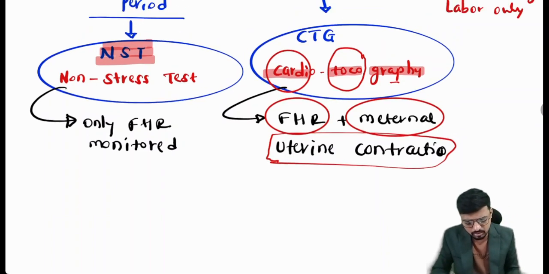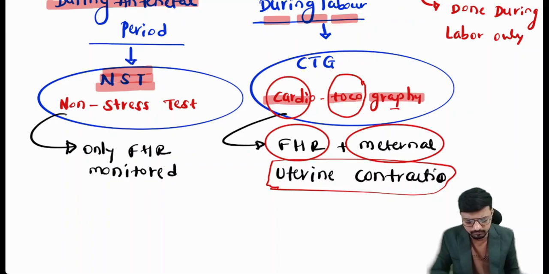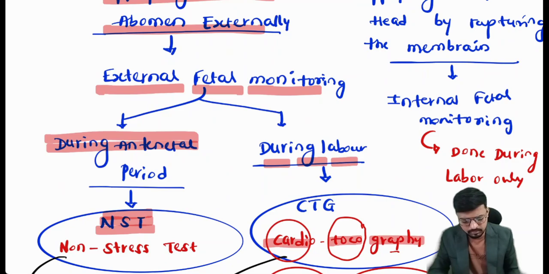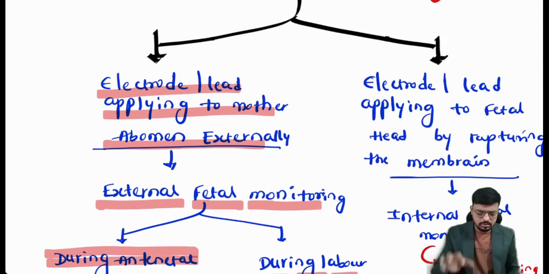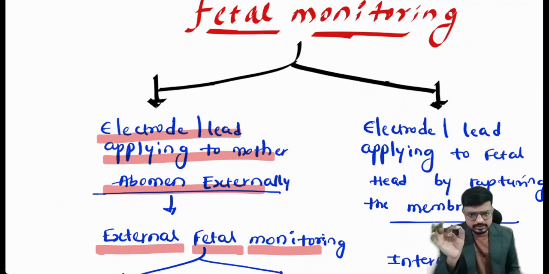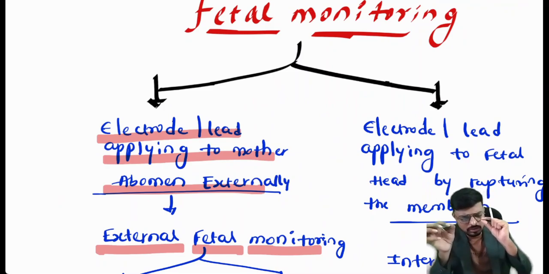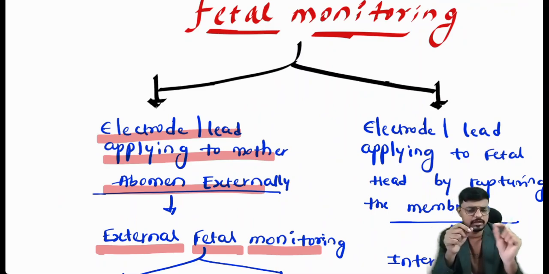So that is the cardiotocography. Hope it is clear to every one of you, right? So if, during the labor process, I am rupturing the fetal membrane, the amniotic fluid membrane, and directly applying the electrode to the head of the fetus.